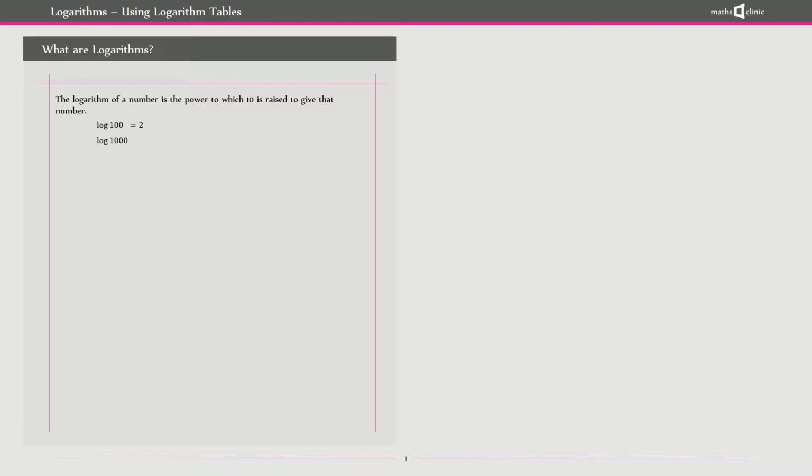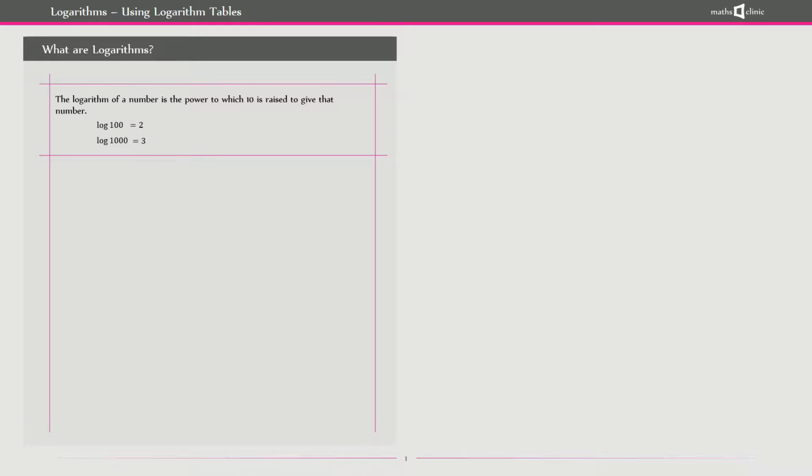Let's do another one. What about log of 1000? Now 1000 is 10 to the power of 3. Remember, the logarithm of a number is the power to which 10 is raised. So whatever number you raise 10 to, to give that number, is the logarithm of the number. What number would you raise 10 to, to give 1000? You would raise 10 to 3, because 10 to the power of 3 is 1000. So the logarithm of 1000 is 3. It's that simple. A very simple concept.